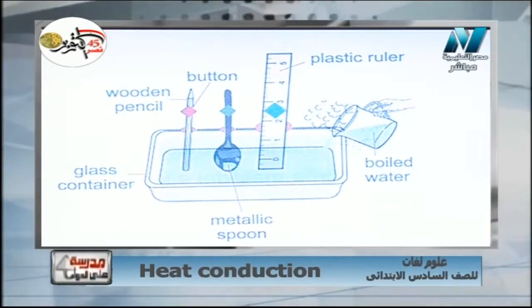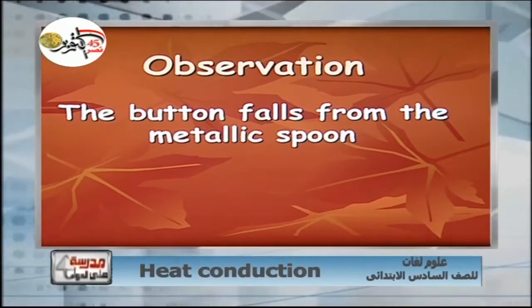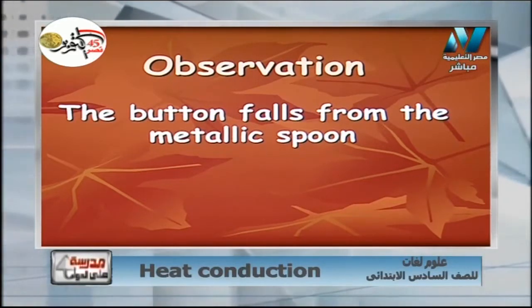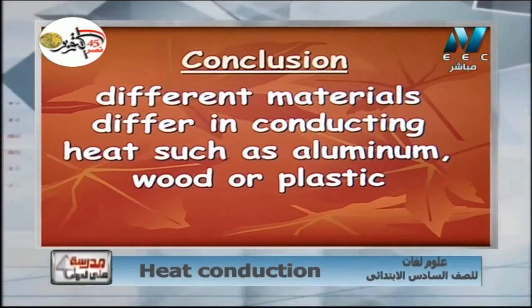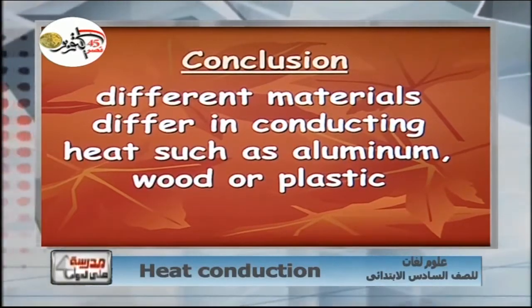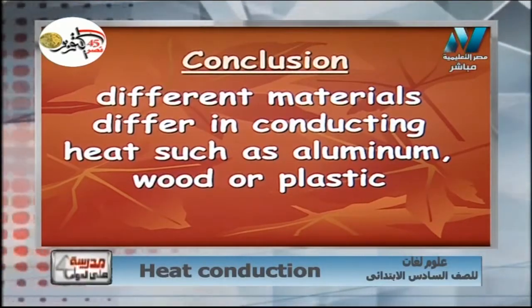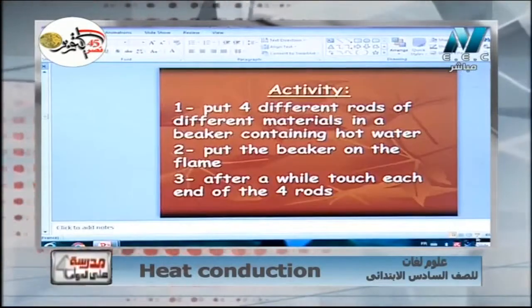So again, we can divide materials into two types: good conductors and bad conductors. Our observation is that the button falls from the metallic spoon first. The conclusion is that different materials differ in conducting heat, such as aluminum, wood or plastic. Now let us see a very important short video about how to see the difference between good and bad conductors.